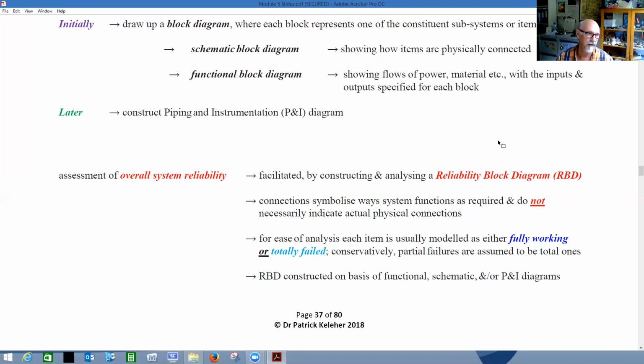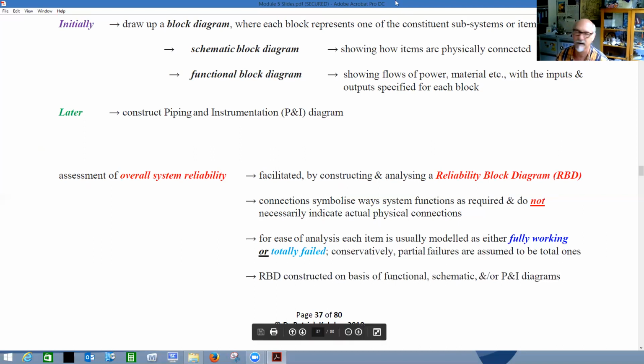So in other words, it's either a 0 or 1. It's either working or it's not. It's either successfully operating or it's a failure. If it's a blockage, or it's working but intermittent, well, it's still seen as a failure. So these reliability block diagrams are constructed on the basis of functional, schematic, and/or piping and instrumentation diagrams.